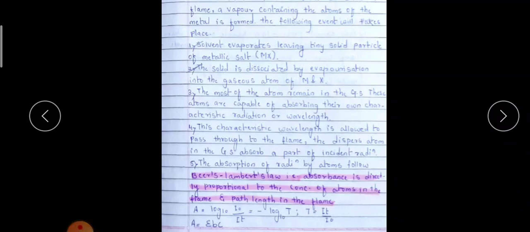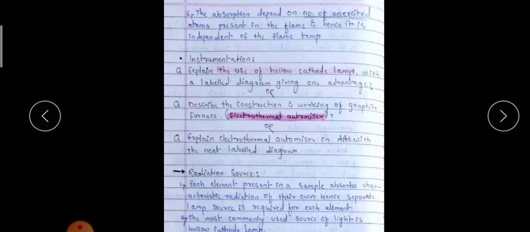Got that point? Absorbance is directly proportional to the concentration of the atoms. That is shown as A equals epsilon b c. The absorption depends on the number of excited atoms present in the flame. Hence, it is independent of the flame temperature.